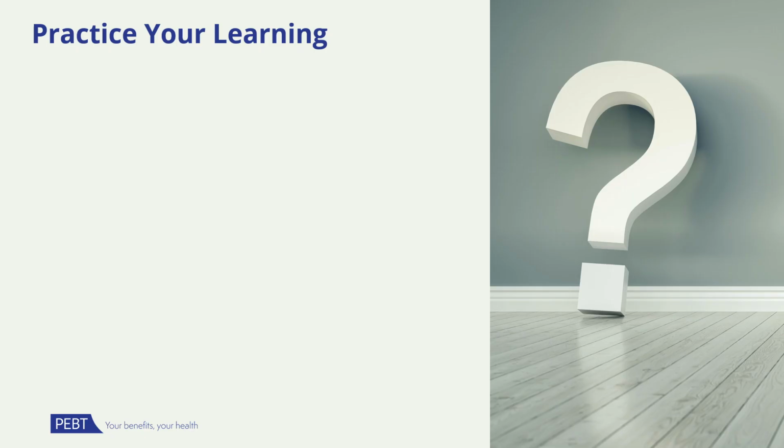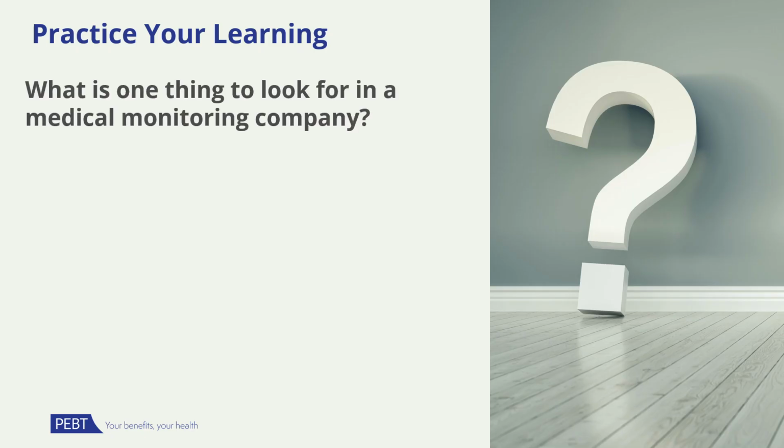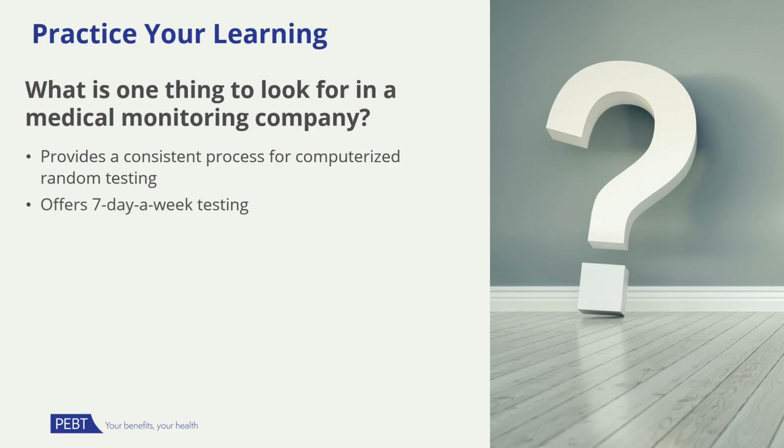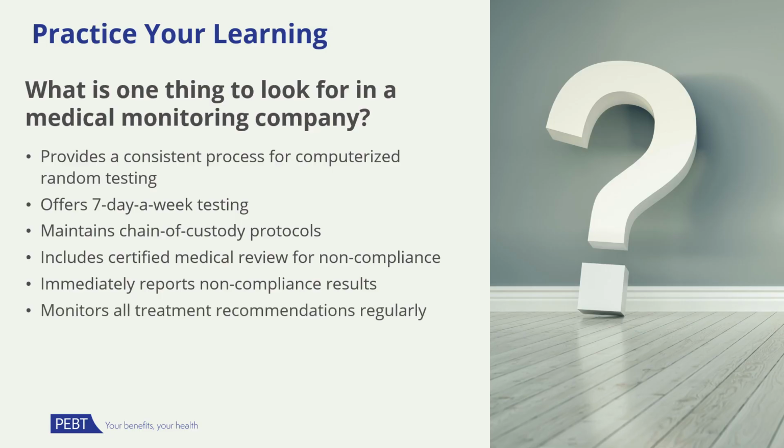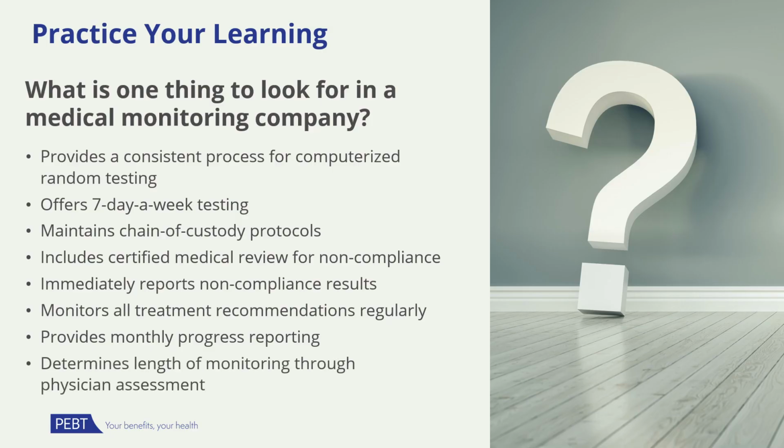Let's check in on your learning. What is one thing to look for in a medical monitoring company? There are many things, including provides a consistent process for computerized random testing, offers 7-day-a-week testing, has chain of custody protocols, includes a certified medical review for noncompliance, immediately reports noncompliance results, regular monitoring of all treatment recommendations, monthly progress reporting, and the length of monitoring is determined by a physician.